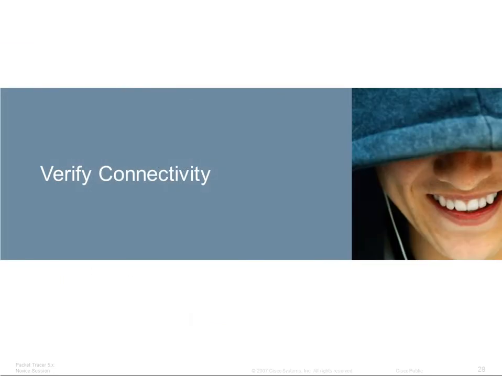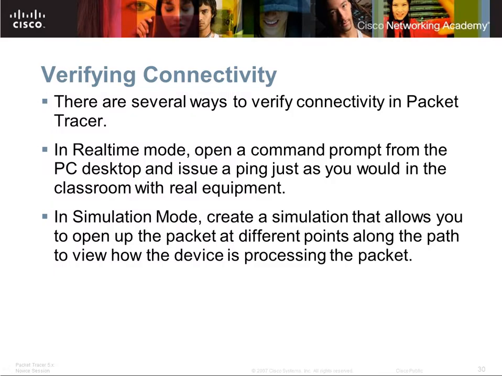Now that all of our work is done and we have created our topology, the last thing when creating a network is to verify that the network works. There are several ways to verify connectivity in Packet Tracer. In real-time mode, open a command prompt from the PC desktop and issue a ping just as you would in the classroom with real equipment. In simulation mode, create a simulation that allows you to open up the packet at different points along the path to view how the device is processing the packet.